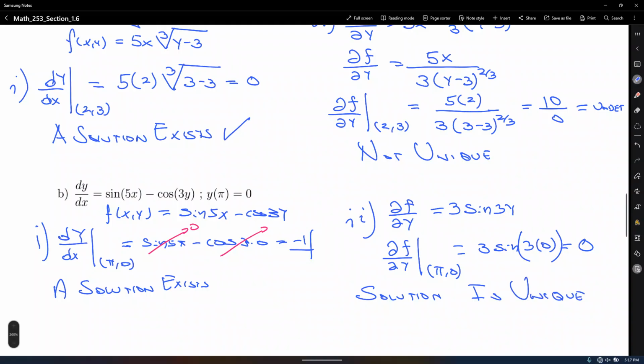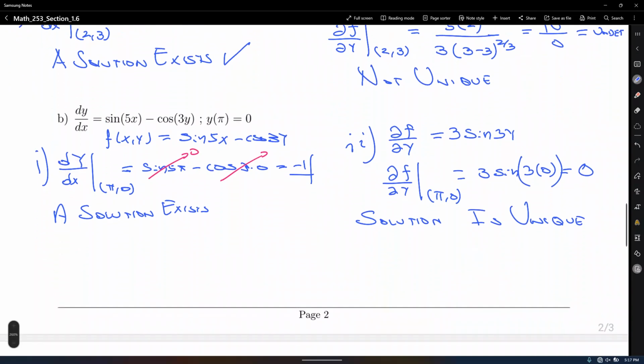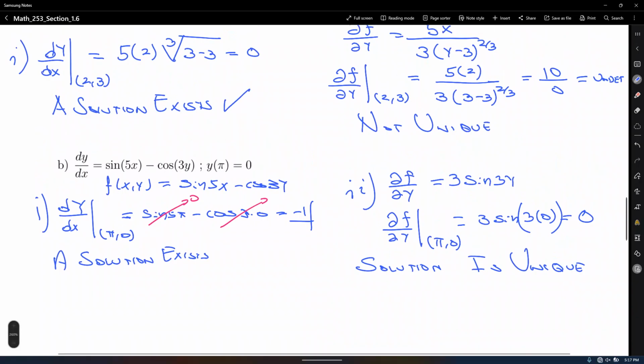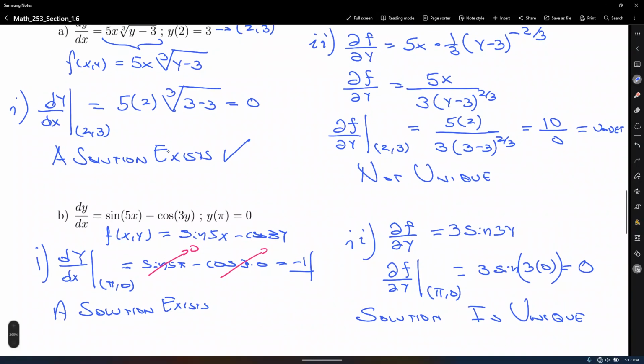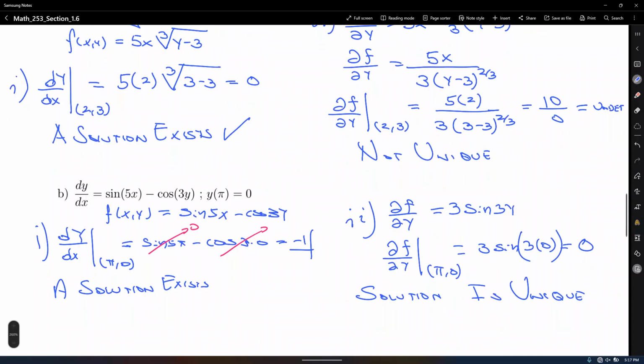If you were to get a solution that's not like this, would you just skip the second part? Exactly, we just skip it. If no solution exists, there's no point to check the second part of the theorem. Compare and contrast the two exercises here. For the first one, a solution existed. However, when it came to finding the partial derivative with respect to y, we got an undefined value. Unlike the second example, letter B, where we have a solution that is unique.